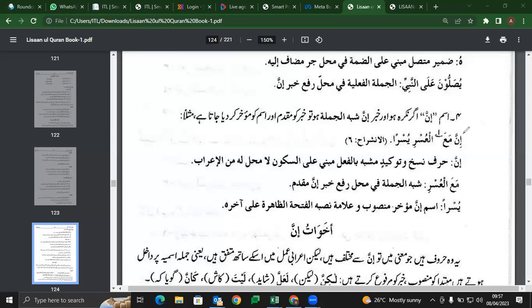If it is a city or a country, then it falls under ma'rifa. But if it is a common noun, for example, I say boy, or I say girl, then it is just a common noun. In that case, it is not a ma'rifa.